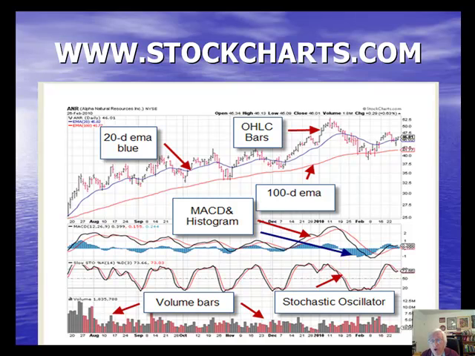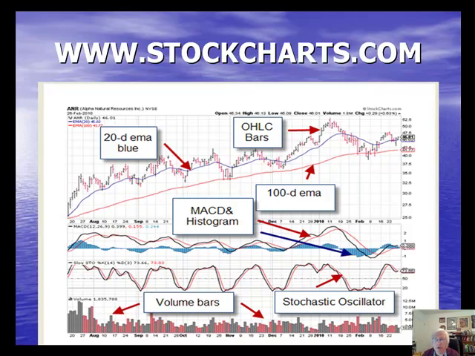Now we want the shorter term, or the more recent prices, to be higher than the longer term. We want the blue line to be higher than the red line, and you could see that it is, also a bullish signal. Now in the middle of the chart you see MACD and histogram, and I just want you to focus on the blue bars.